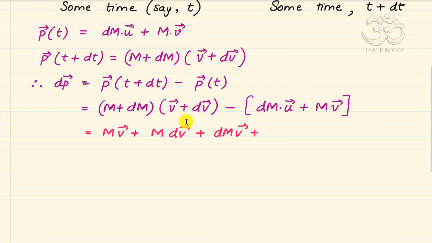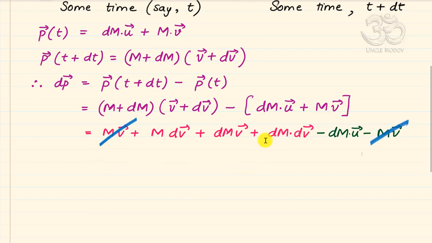Plus the fourth term is dm times dv. And I will just open up this bracket. There will be two terms and they both will become negative. So there will be minus of dm times u minus of m times v. And some things here will cancel out. You can easily see which are the things that are going to cancel out. There is a mv here with a minus sign. There is a mv here with a plus sign. So the first and the last terms are going to cancel out.